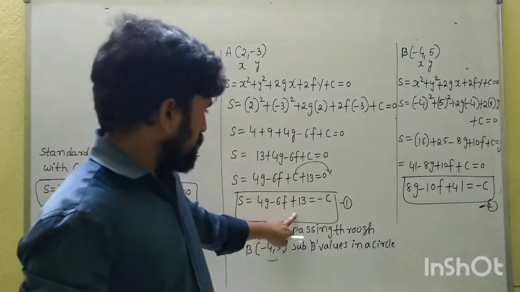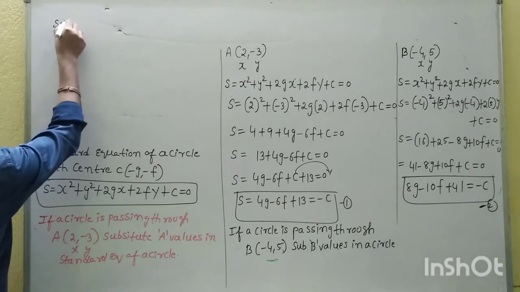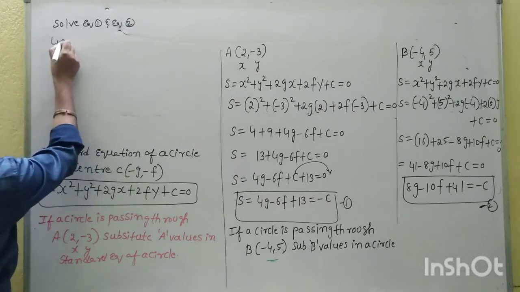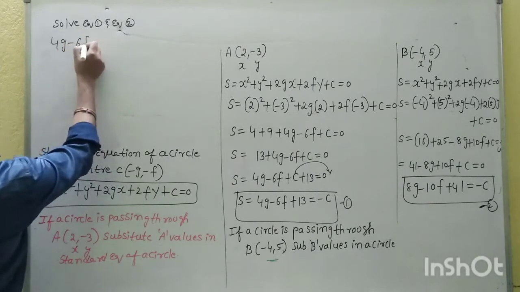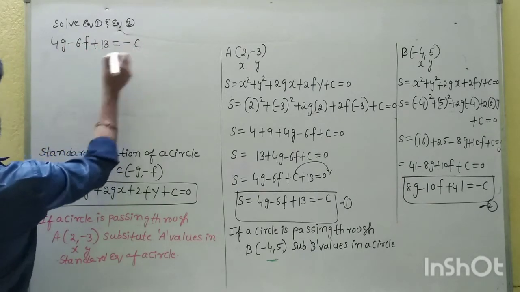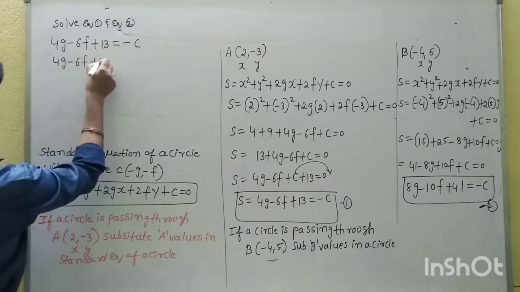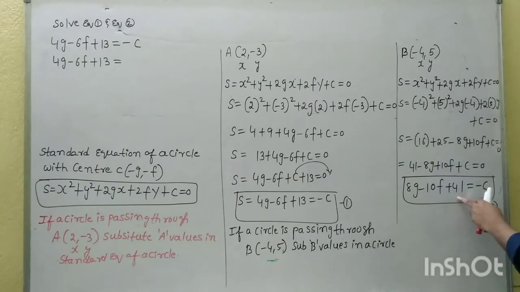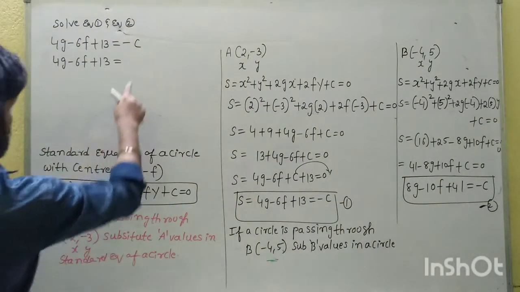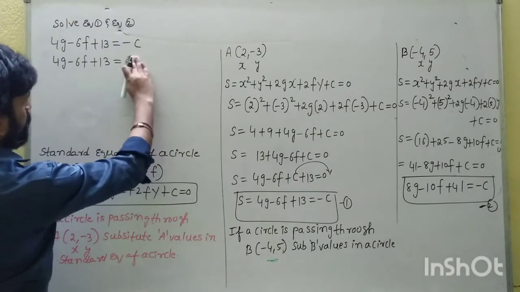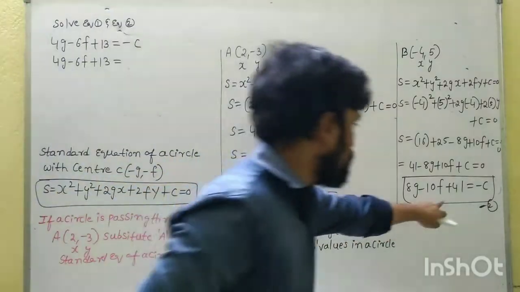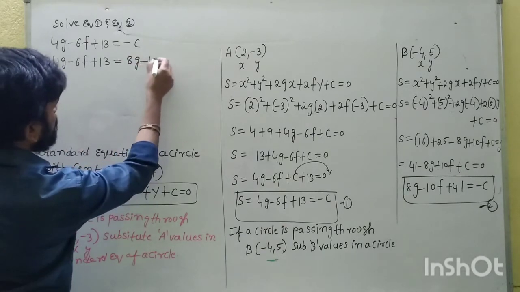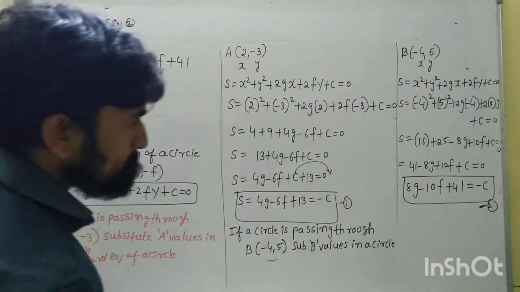Solve equation 1 and equation 2. So that will be 4g minus 6f plus 13 equals minus c. What is the minus c value? This minus c value should be substituted. Minus c equals this one. Let us substitute here the minus c value. So it will be 8g minus 10f plus 41.